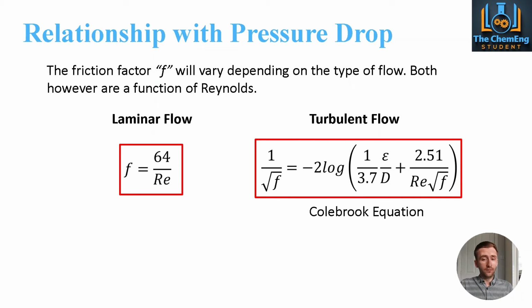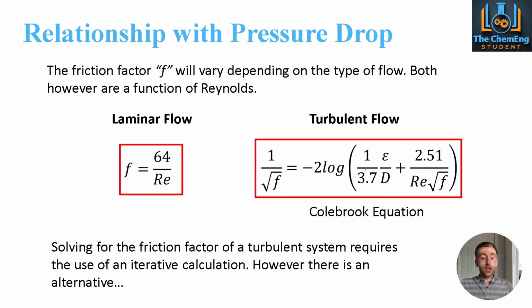For turbulent flow, we have to use something called the Colebrook equation. And you can clearly see just by the distinction in the different types of flow how much more complicated turbulent flow prediction actually is. Because it's so random, it becomes incredibly difficult. And you'll notice that the friction factor F appears on both the left and the right hand side of the equation. So this is actually an iterative calculation.